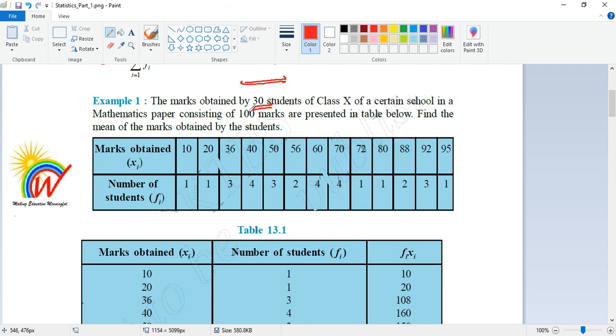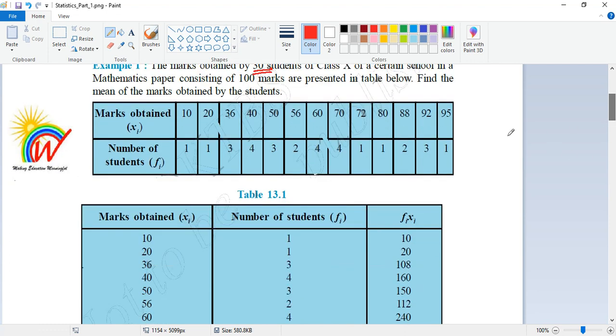So first, this is the table given. This is the question table. In your exam you'll have a question with this kind of table drawn horizontally. The number given over here turns out to be your xi, and the number of students who have taken the same marks is given as fi, the frequency. It says that 10 marks is scored by 1 student, 20 is scored by 1 student, 36 marks is scored by 3 students, and 40 marks are scored by 4 students, and so on.